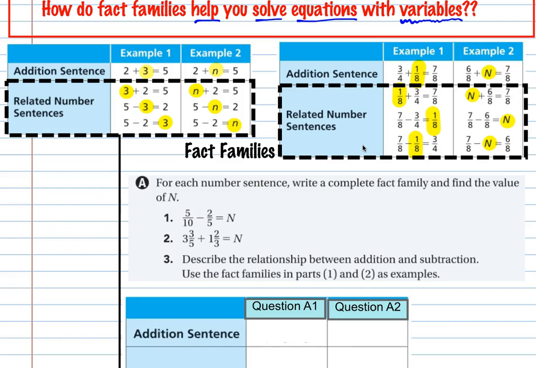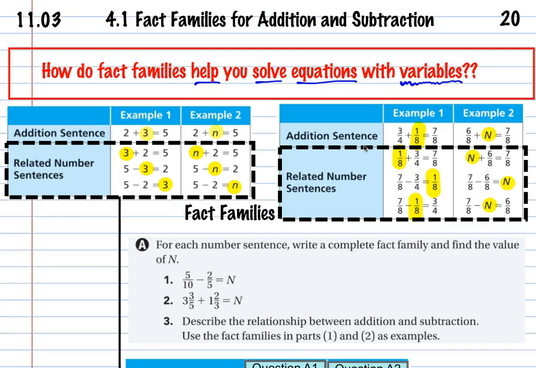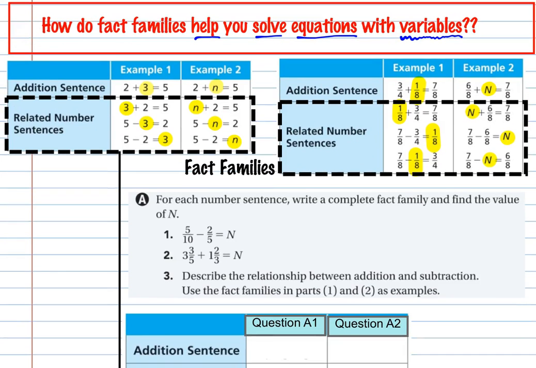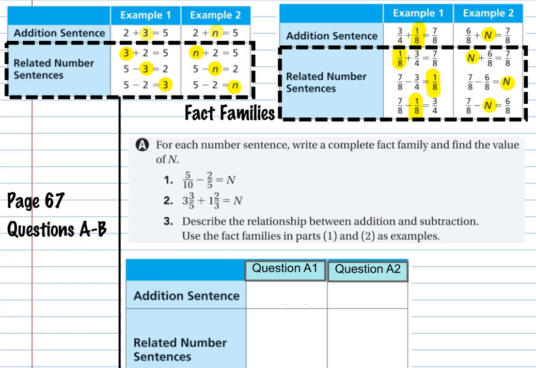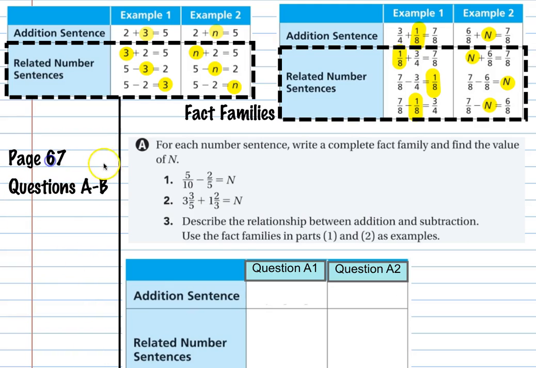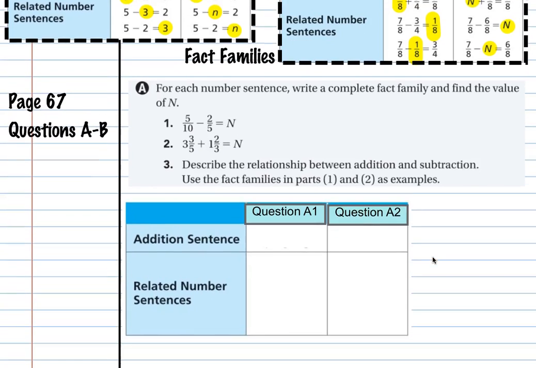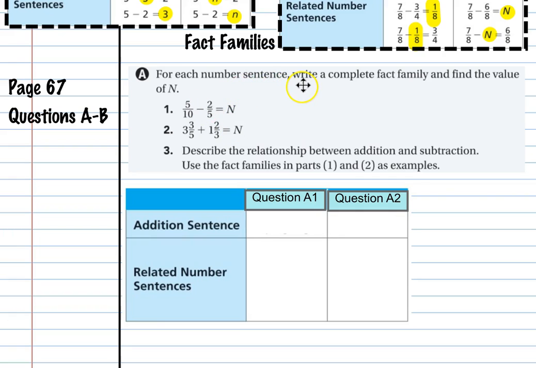So for question A, this starts in 4.1, on page 67. There are only 2 questions, A and B. The questions are in your notes, and they're also in the textbook on your desk. If you don't have a textbook, you can just use your notes sheet. For each number sentence, write a complete fact family and find the value of n.